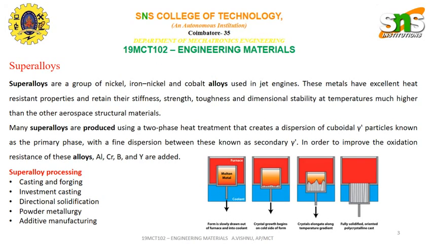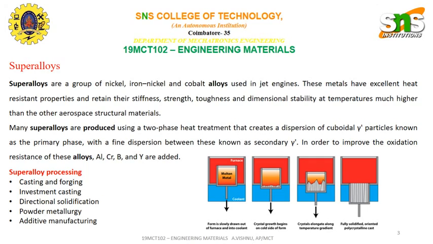First one, the superalloys. It is a group of nickel, iron-nickel and cobalt alloys used in jet engines. These metals have excellent heat resistance properties and retain their stiffness, strength, toughness and dimensional stability at temperatures much higher than other aerospace structural materials.